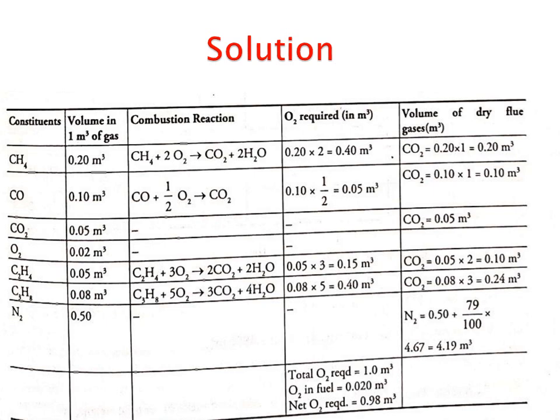So 0.98 you multiply with 100 by 21, you will get 4.67 meter cube. Answer is given in the next slide. And this is the minimum volume of air that is to be supplied for the complete combustion of this gaseous fuel. So first part is completed.